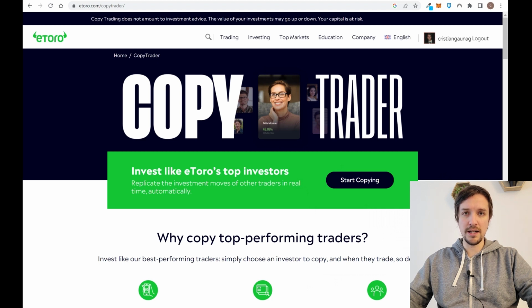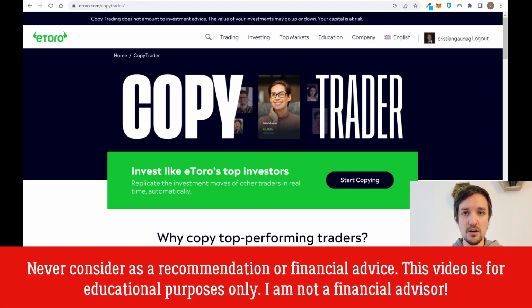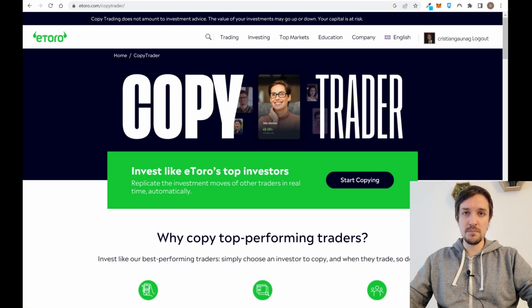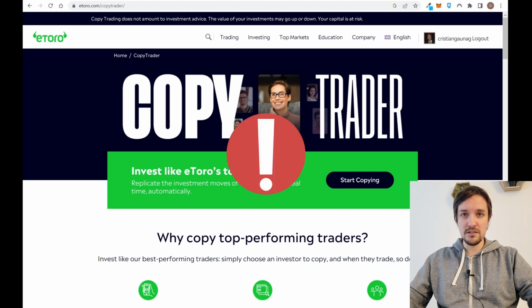Today we are going to analyze eToro. eToro offers a copy trader functionality, or copy trading, in which you can copy the performance of another trader that you choose inside the platform. So if the other trader generates income, you can generate income in a passive way, or you can lose money also. The gains are not guaranteed, so you always have to have that in mind.